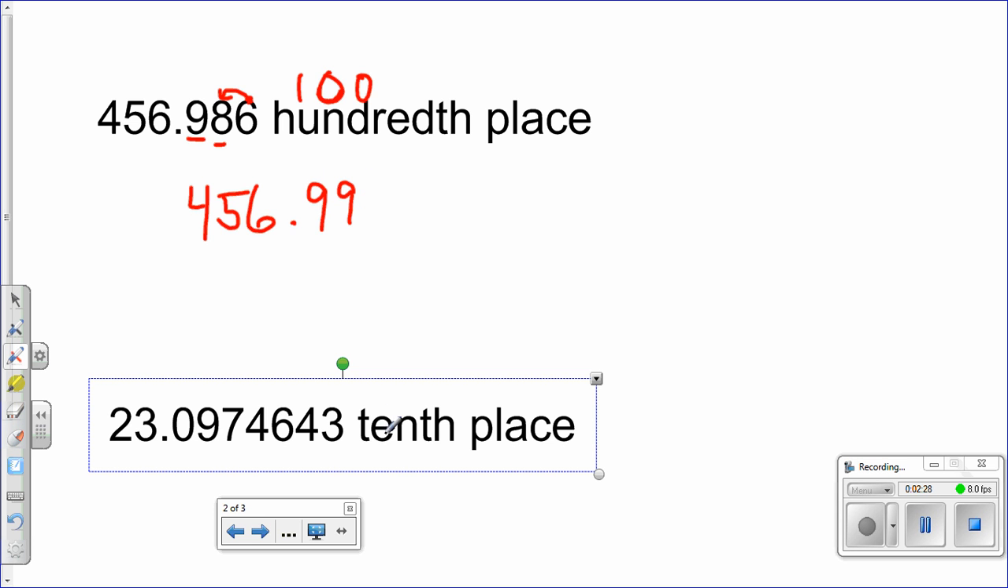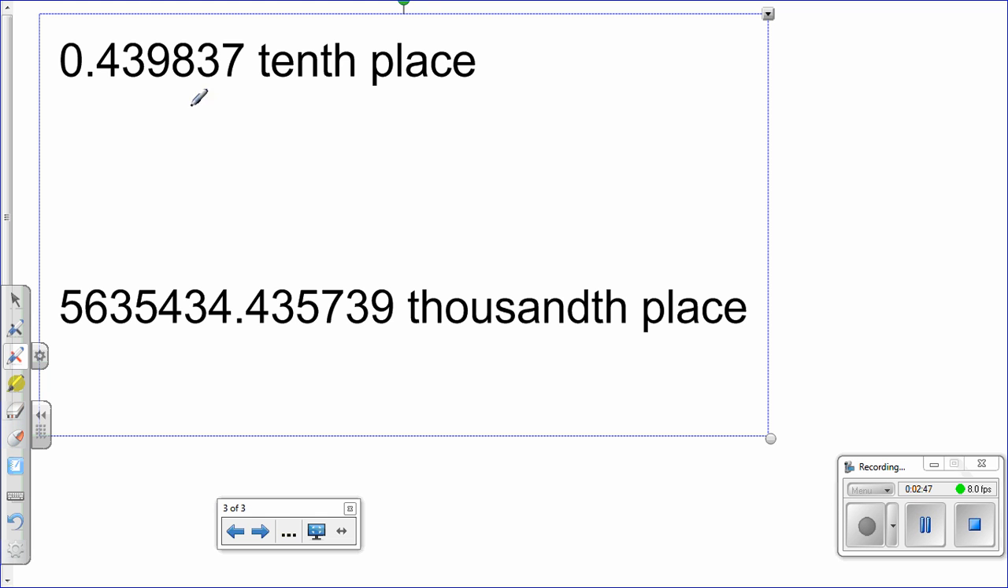Move to the next one. We need the tenths place. How many zeros does 10 have? It has 1 zero, so we need to round at that one. That means we have to use this 9. We don't care about anything else that's left over here. This 9 is more than 5, so it rounds that up. So rounded to the tenths place is 23.1. Tenths place, 10 has 1 zero, therefore I should have 1 digit after the decimal. I need this to the tenths place. Tenths, first one, so this 3. 3 is less than 5, so it stays, so it's 0.4. Tenths means 1 zero afterwards.